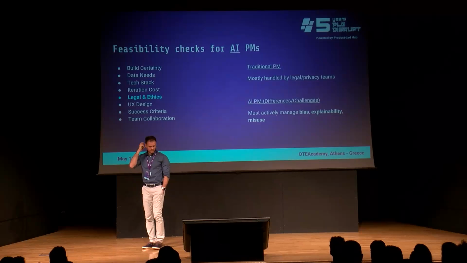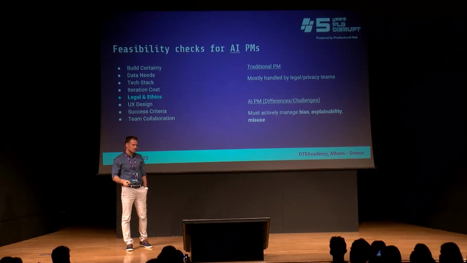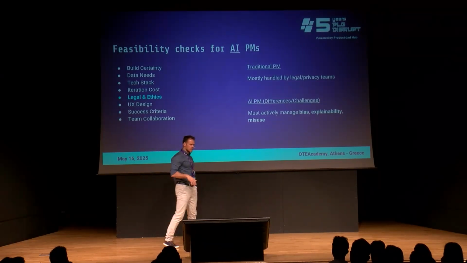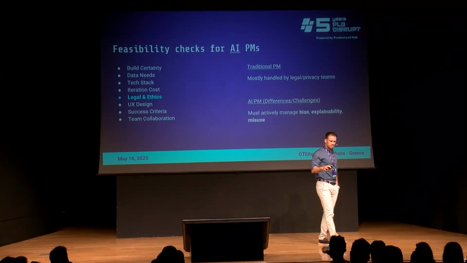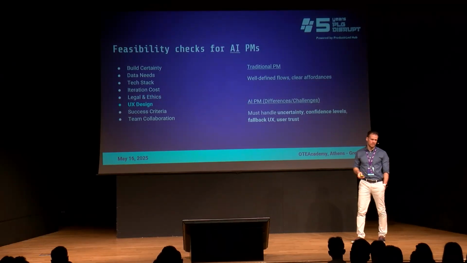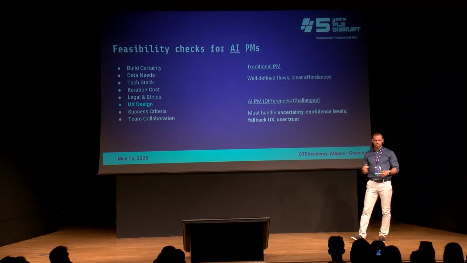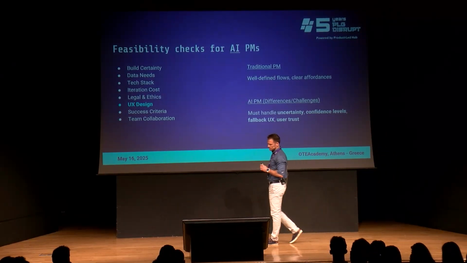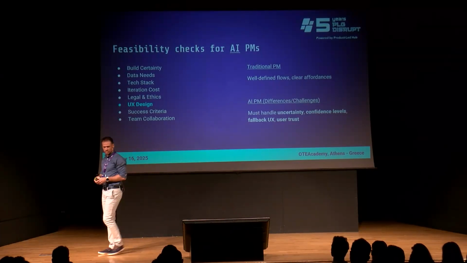You have legal and ethics. Back then, actually, not back then, with a traditional PM, you have the legal team work with this, but right now you have bias, explainability, hallucinations, you have misuse, you have many things here to take care of. And this actually connects with the next part, the UI design. How do you explain to the users that this is good or not? Okay, it's like the fine letters. You must define like confidence levels, fallback, UX, user trust.